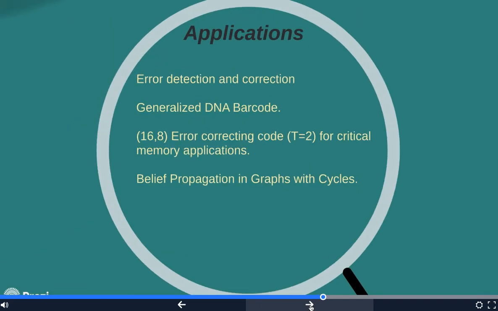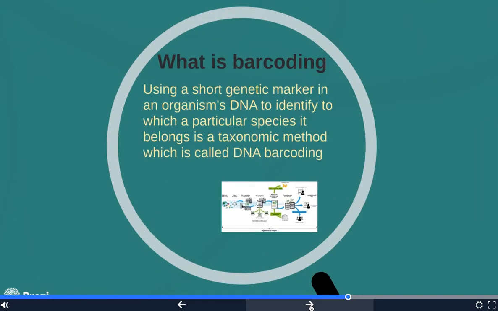And now the applications based on Hamming codes: error detection and correction applications, 16 by 8 error correcting code, belief propagation in graphs with cycles, and generalized DNA barcode, which we will focus on through our video.